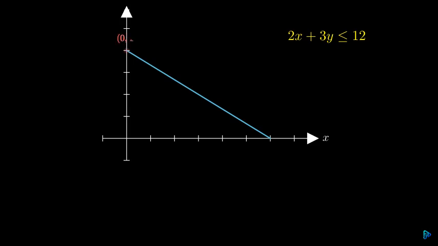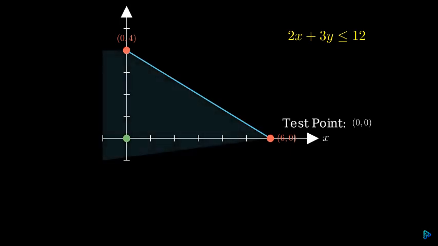If x is 0, y is 4. If y is 0, x is 6. We connect these points with a solid line because of the equal to part of the sign. To know which side to shade, we use a test point, like 0, 0. Since 0 is less than 12, we shade the side containing the origin.